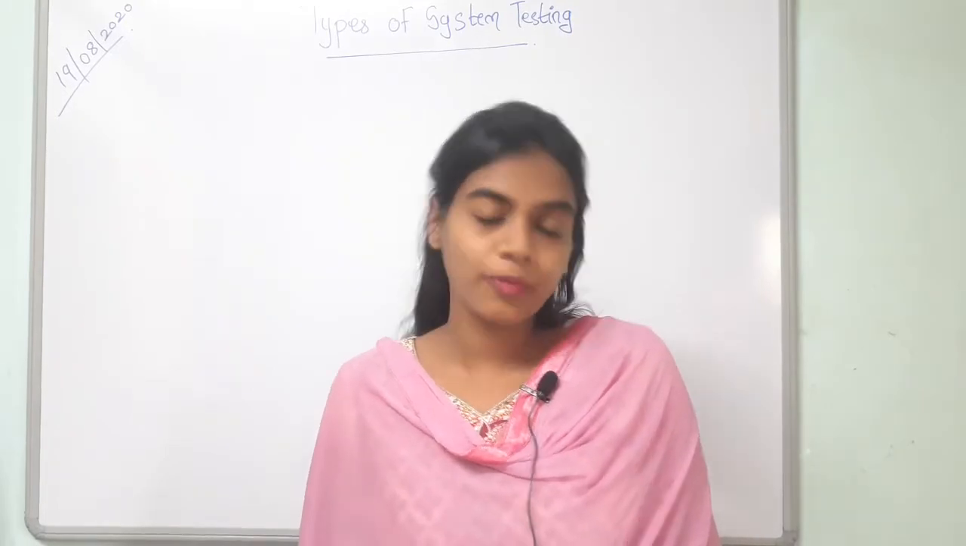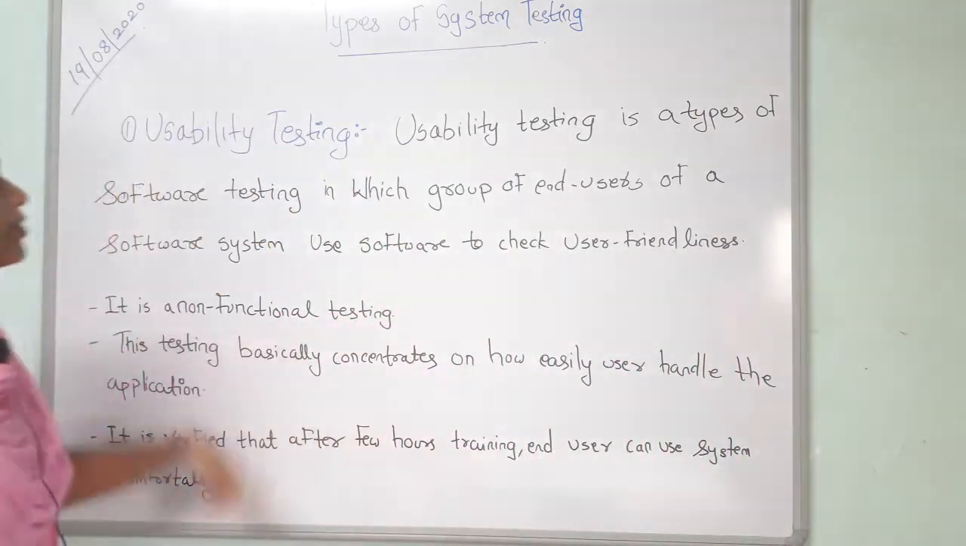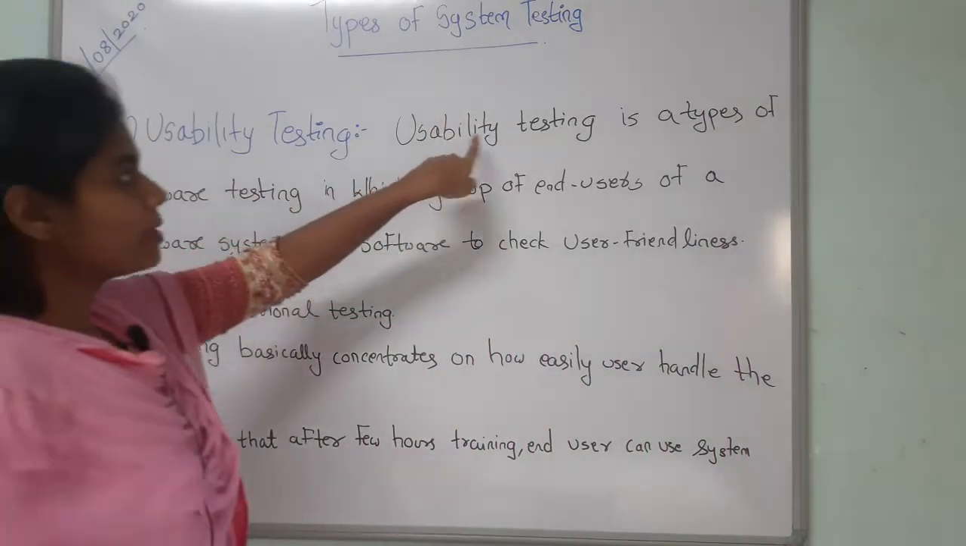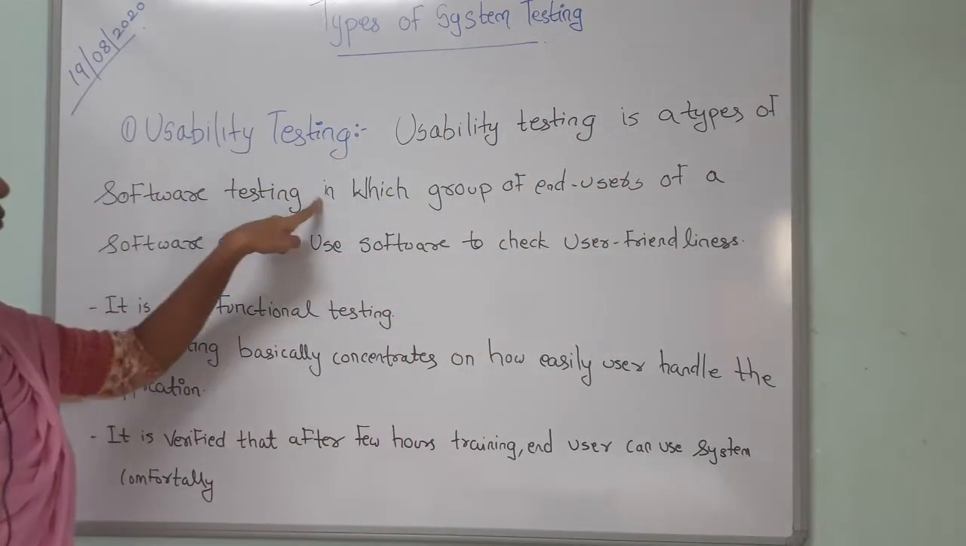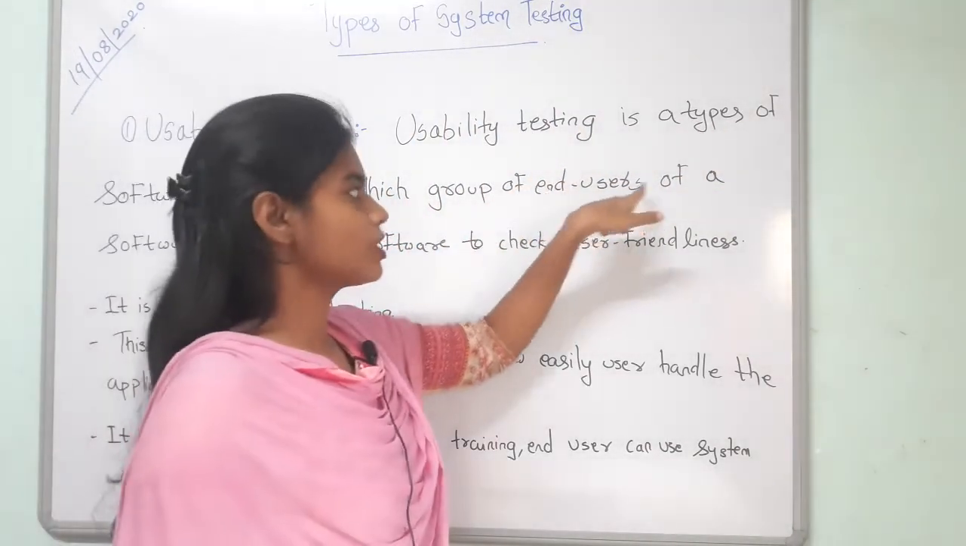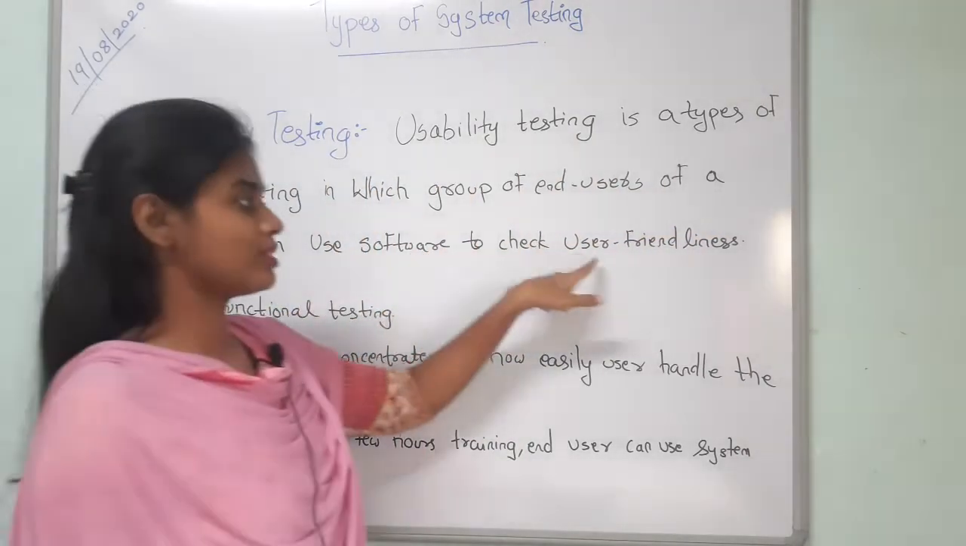Our first type of system testing is usability testing. Let's read the line: usability testing is a type of software testing in which a group of end users of a software system use the software to check user friendliness.